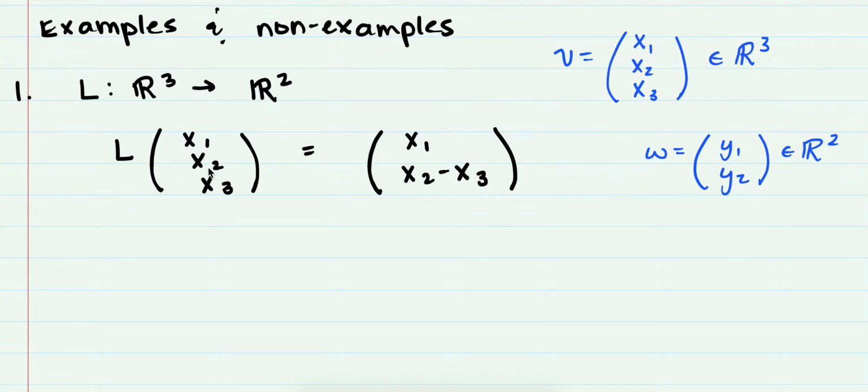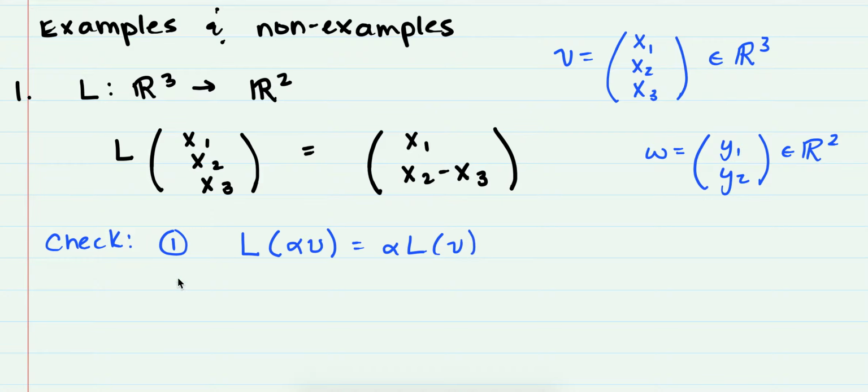And what we're going to do is for any vector in R3, we're going to send it to this vector in R2, where I take x1, I send it to x1, and then I take x2 and subtract x3, and that's the second component in our vector. Let's see if this is a linear transformation. So what we need to check is that L of alpha times V is alpha times L of V, and we need to check L of V1 plus V2 is equal to L of V1 plus L of V2.